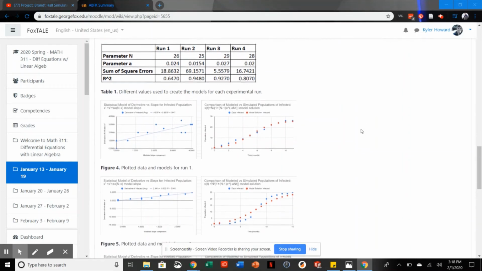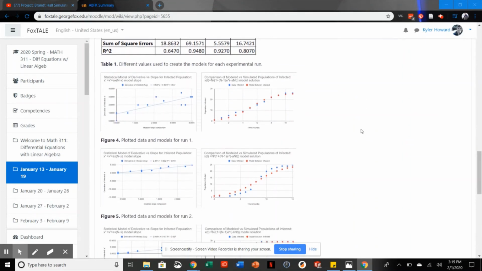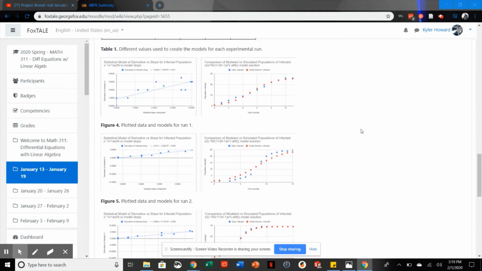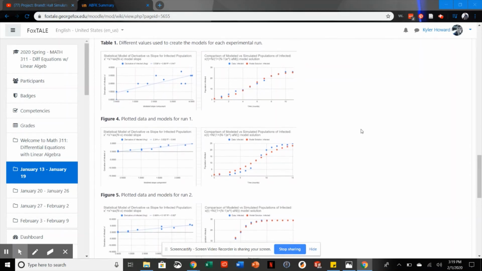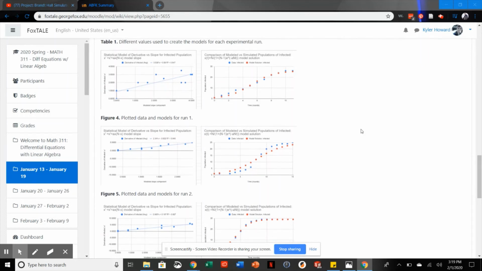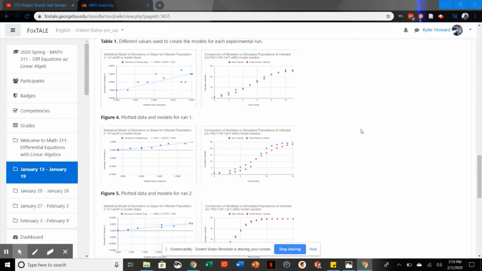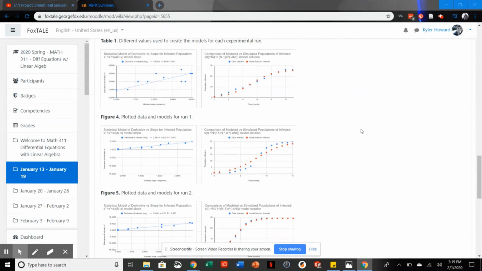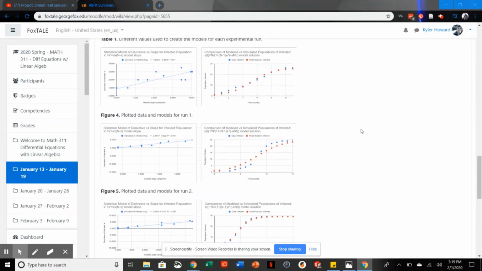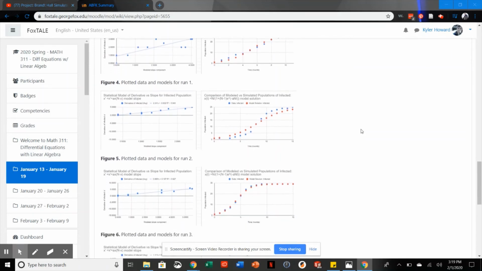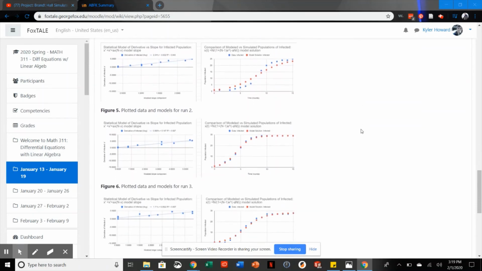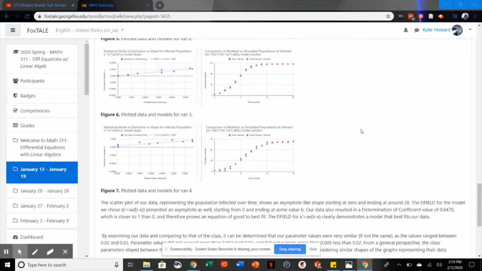Then, looking below at figures 4, 5, 6, and 7, it shows each of our values plotted against the actual collected data. On the left, the graphs show a statistical model of the derivative versus the slope for the infected population, using our x prime equals a of x times n minus x model slope. And the right graphs all show our actually solved models compared to our collected data. You can see some are very close, some are a little off. They all are pretty good.